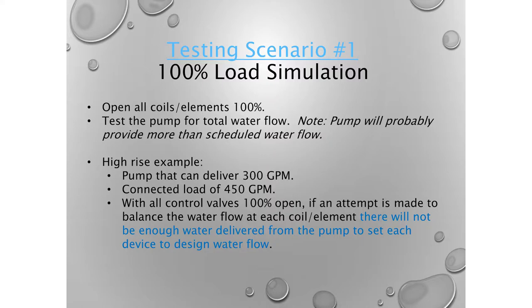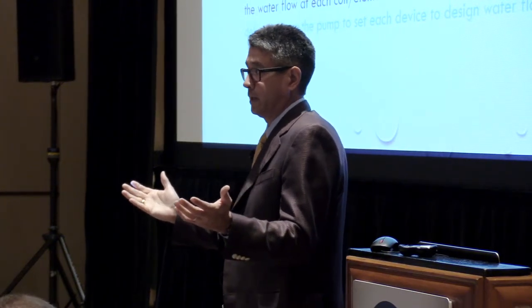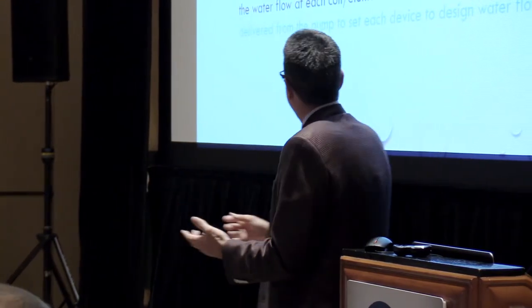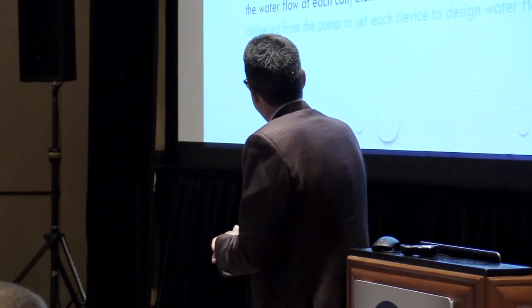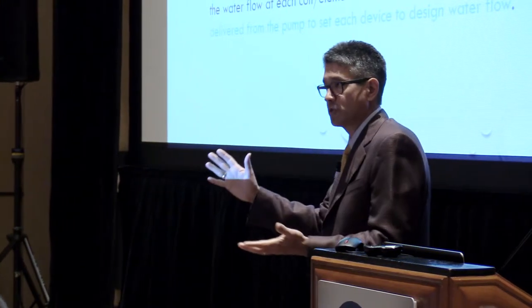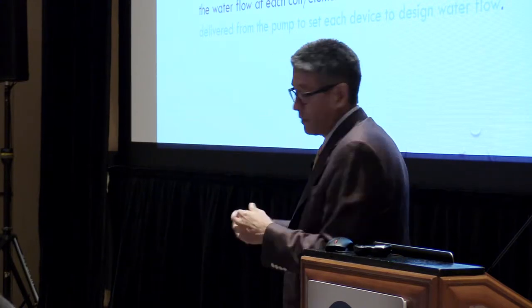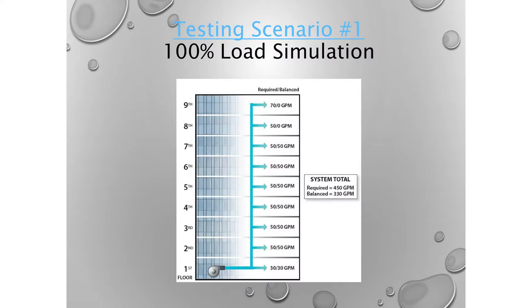Typically, a lot of times we'll just hear, open the whole thing up, proportion the water flow, start going, and let's see what we get. So typically you open up a system 100%. You've got a 300 GPM pump and 450 GPM connected load. You might get 330 out of the pump just because you have less resistance and more connected load available. So in that scenario, we might say the pump can get 330. You start balancing. We work from the pump out, and we start getting our design water flow.